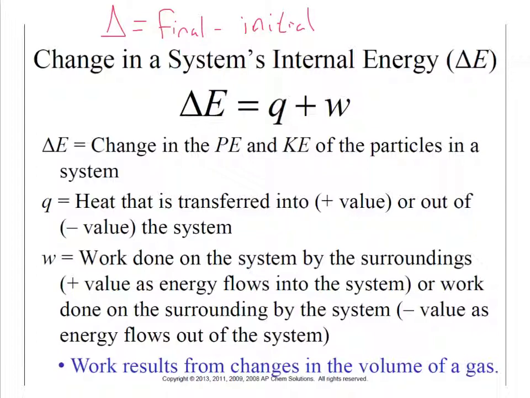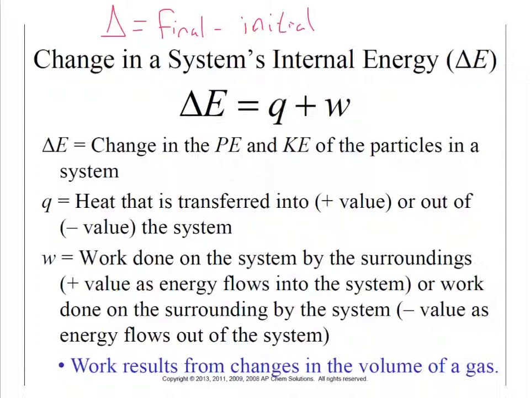And then Q, this is one we're going to see a lot this unit, is heat that is transferred either into or out of the system. If the energy is transferred into the system, think about that. If energy goes into a system, what type of process is that? It's an endothermic process. And so an endothermic process would have a positive value. If the energy is being lost by the system, it would be negative, and that would be an exothermic process.